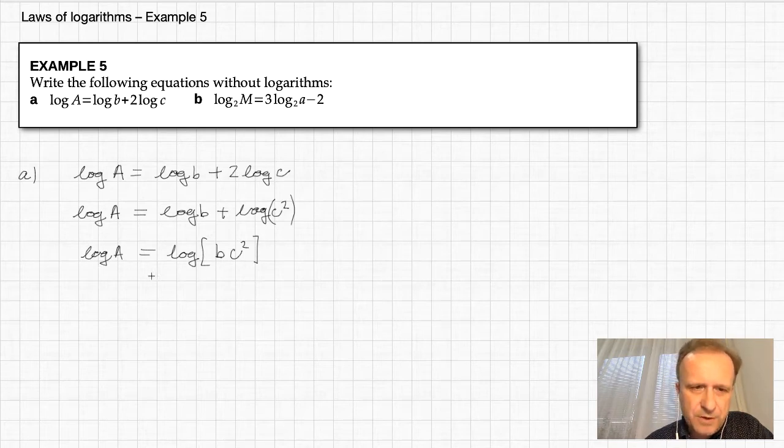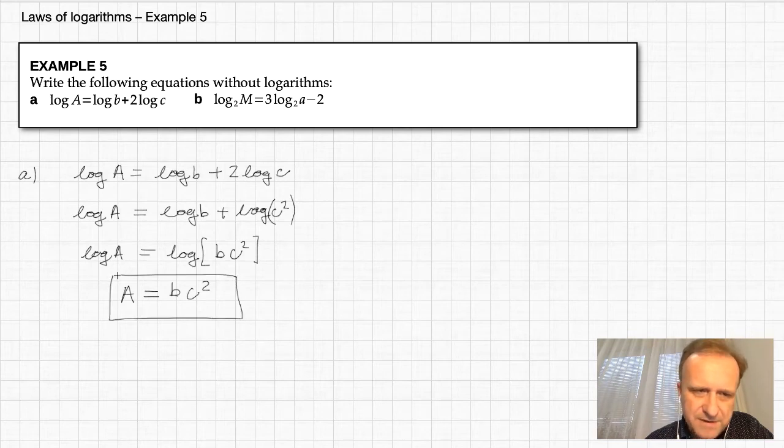And since logarithms are one-to-one functions, it means that if two logarithms are the same, then also the numbers they are taken from must be the same. So it follows that a equals b times c squared. And this is the answer to this part.